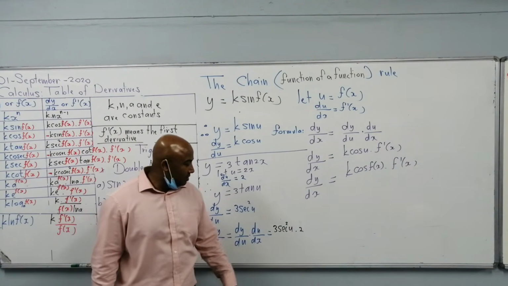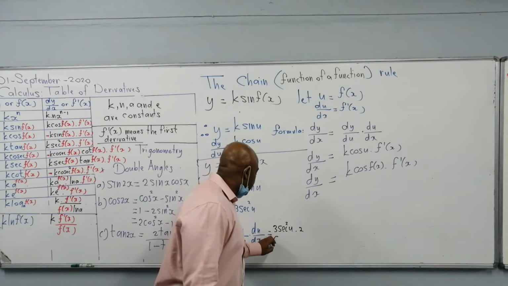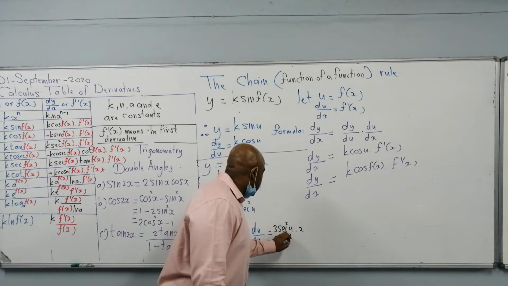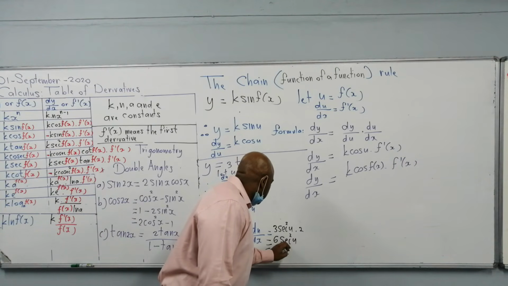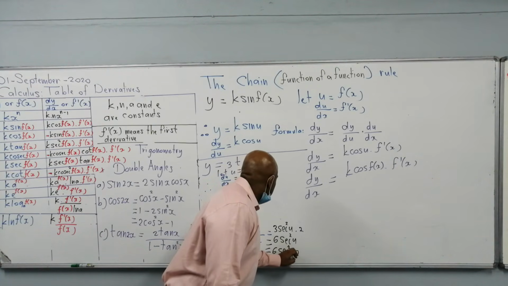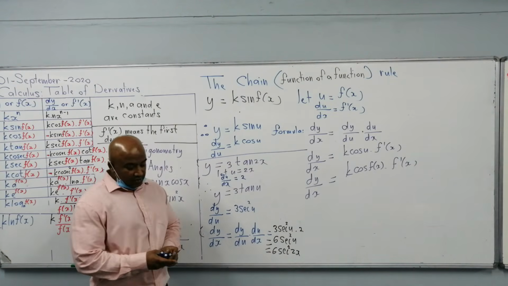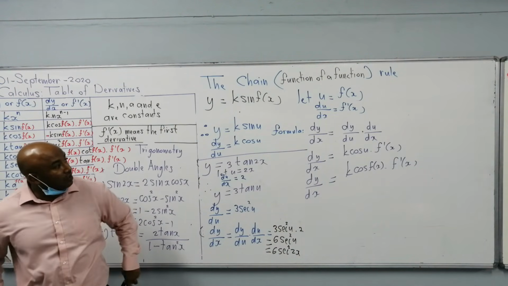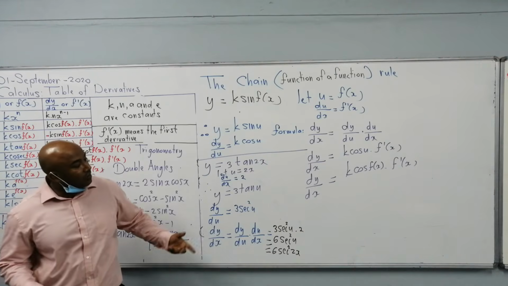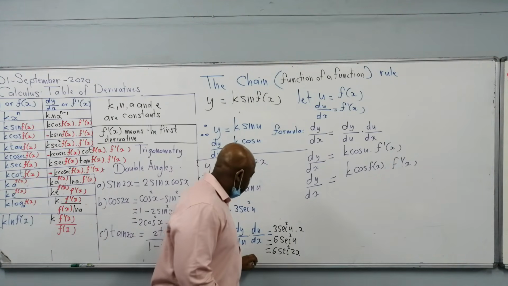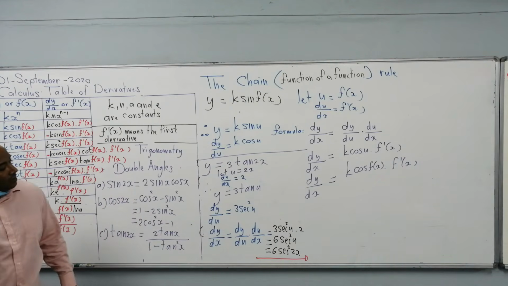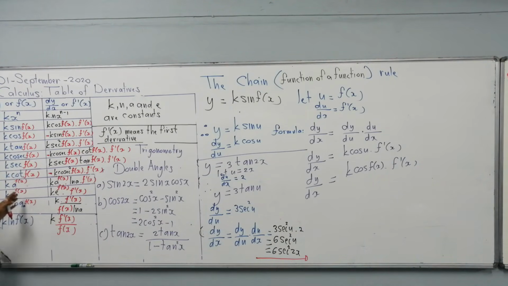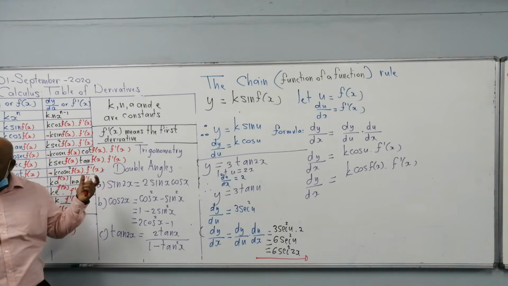Okay, so now I'm done. 3 times 2, that's going to be 6 sec squared u. And what is u? U was 2x. So if you are asked to use the chain rule for something that's so simple, you will have to do it this way. Now, it will apply for anything on the table here. You always let u equal to f of x.